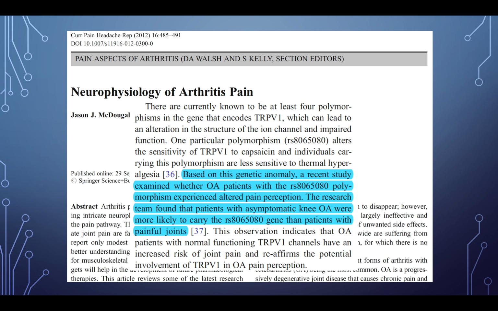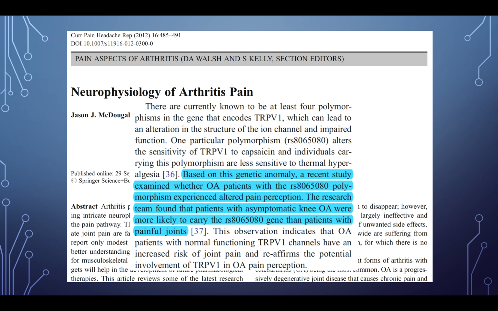So there are some genetic anomalies. I think it's always important to remember that some patients, and this is becoming a little bit more popular in primary care, is looking at genetic polymorphisms and seeing if patients can tolerate certain types of medications based on their genetic makeup, or just tolerate different types of nutritional supplements based on their genetic makeup. So one particular polymorphism, which is this crazy guy with lots of numbers, RS8065080, alters the sensitivity of the TRPV1 receptor to capsaicin.